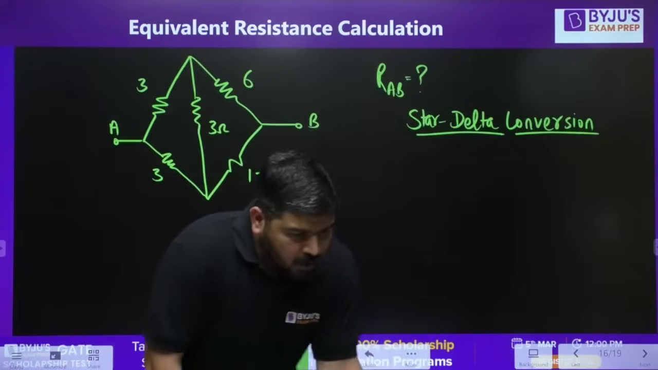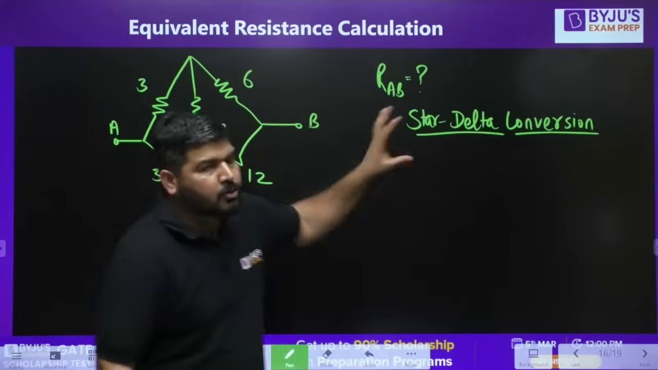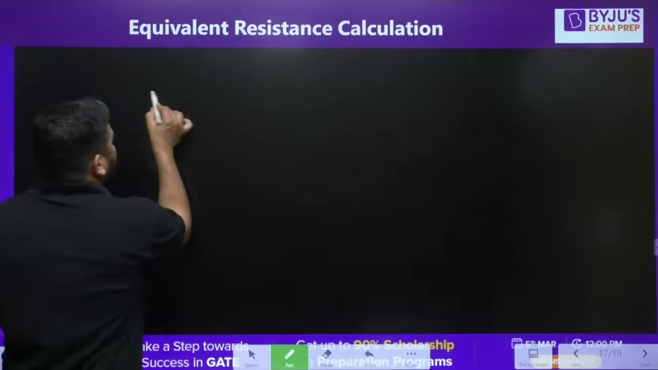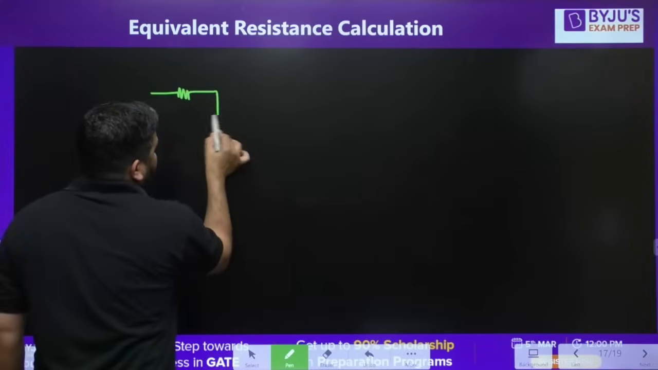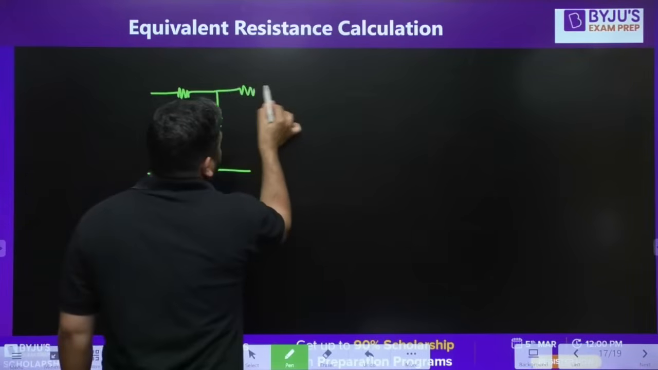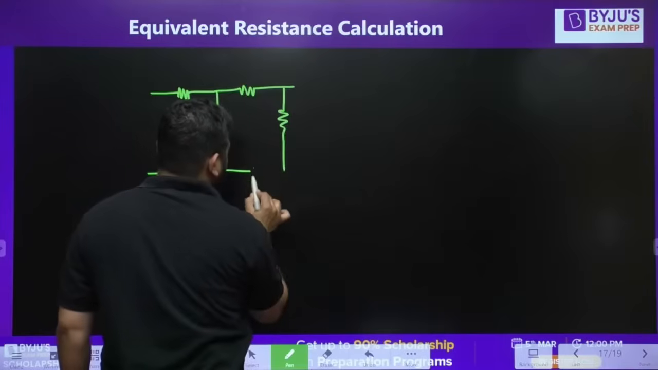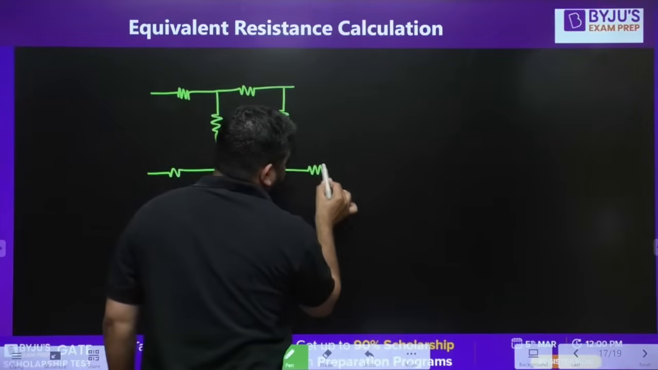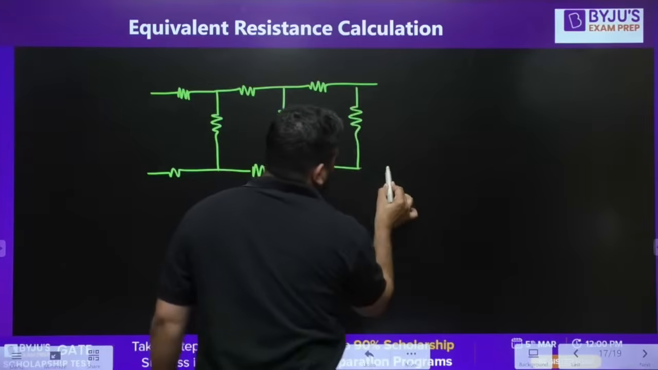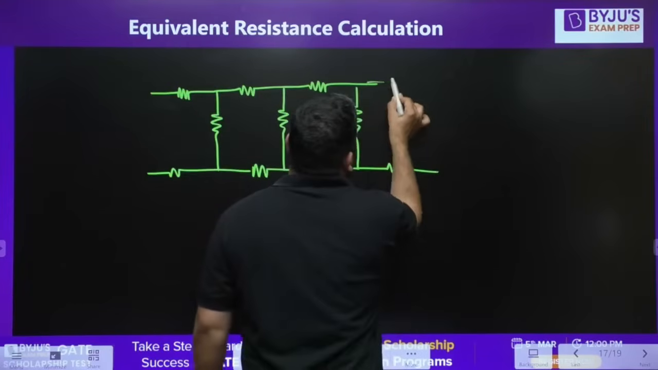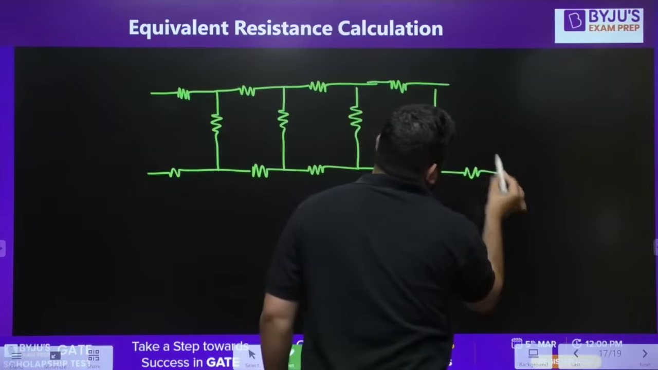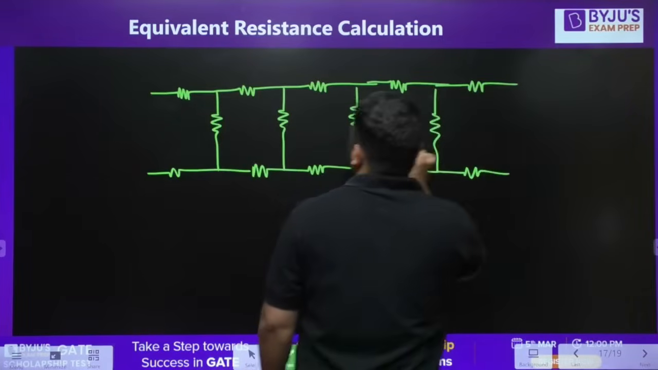So now let's stop the class here, but there is one homework question, and the homework question is about an infinite ladder. You have to solve this question. The question is like this: you have to calculate the equivalent resistance of this infinite ladder.